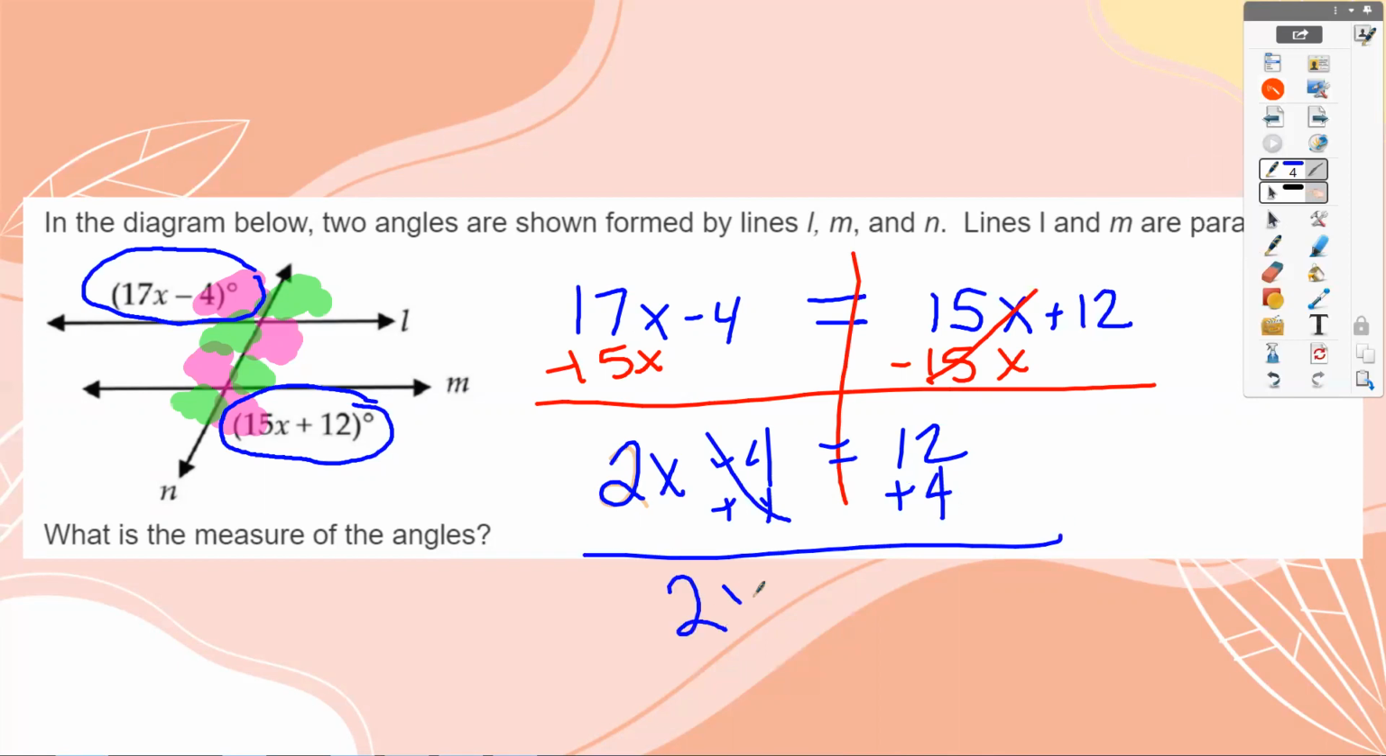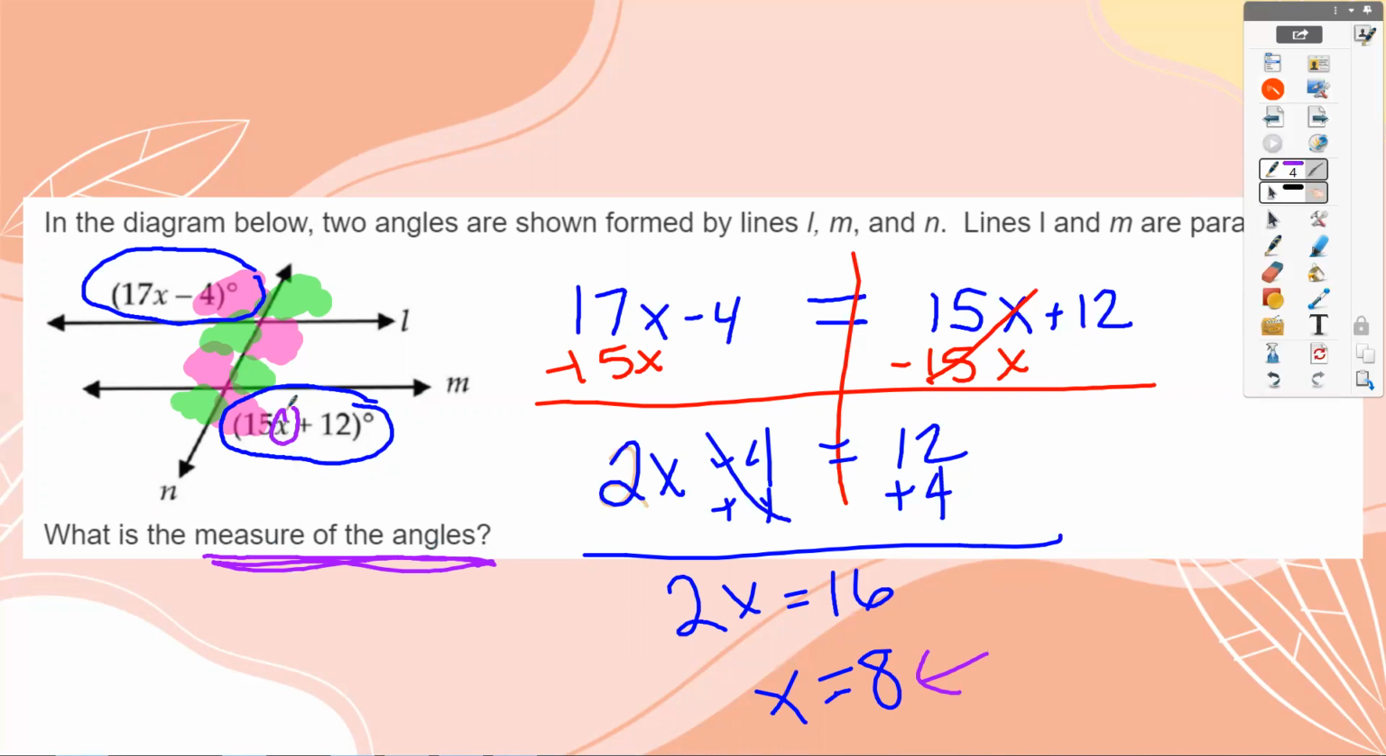I get 2x equals 16, so therefore x equals 8. But again, always double check and go back and look at what the question's asking for, because in this case, it says what are the measures of the angles. It didn't ask what x was. So since these two are both equal, I can choose whichever one I want.